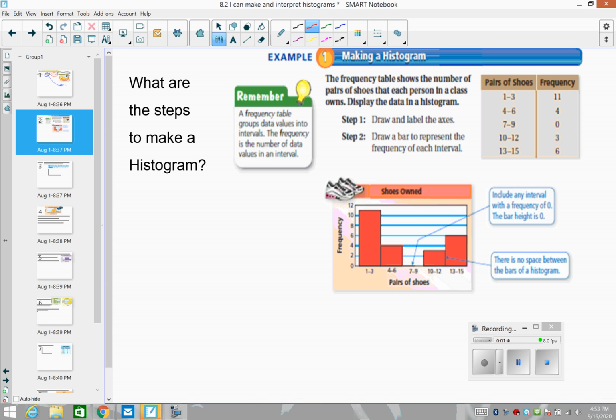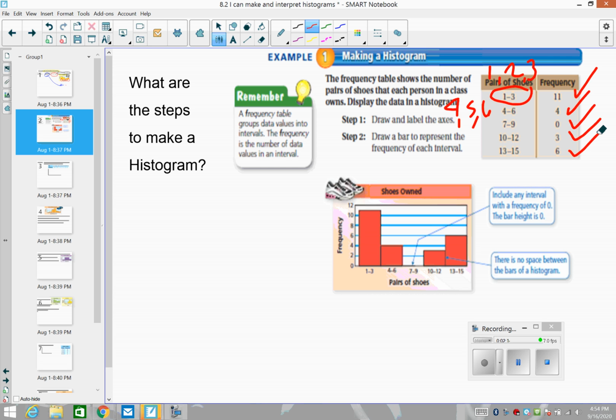So what are the steps of making a histogram? We can look to the right here. We basically take the frequency table and make sure that the range of each is equal. This represents 1, 2, and 3. The next one represents 4, 5, and 6, and so on. Make sure they're equal, with the same number of data values in each. The frequency means that it occurred 11 times, 4 times, 0 times, 3 times, and 6 times.